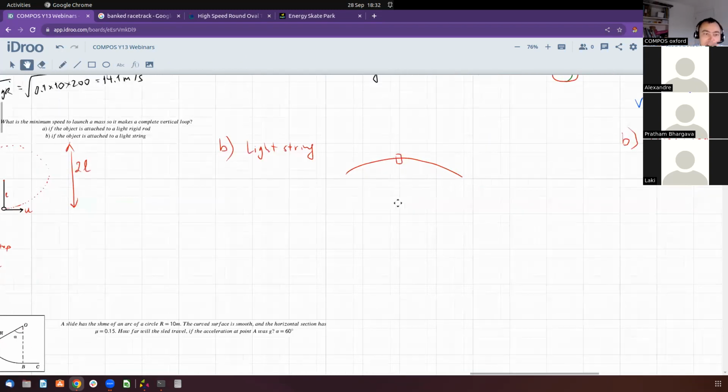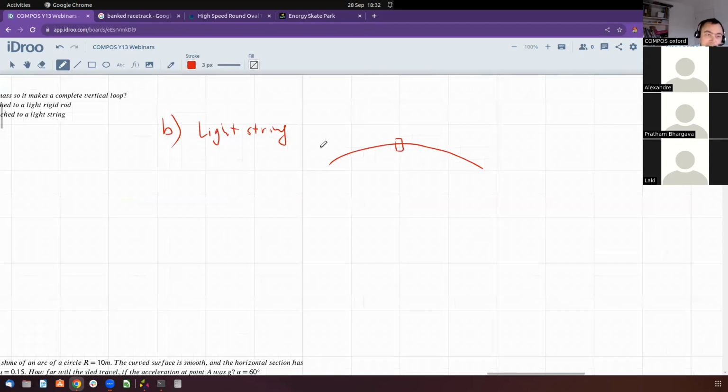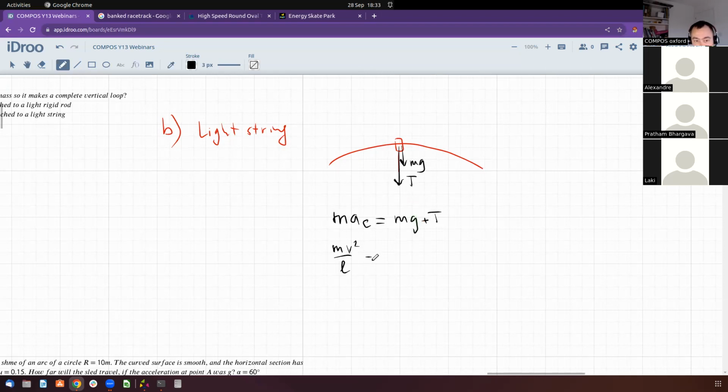Well, what is the minimum speed at the top? First of all, when you're at the top, you have two forces acting on you. You have the tension in the string, and you have the mg. And these two forces provide you with the centripetal acceleration, because the centripetal force is equal to mg plus the tension in the string. That means mv squared over r, and r is the length of the string, so L, mv squared over L is equal to mg plus T.